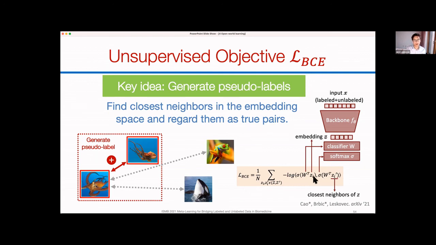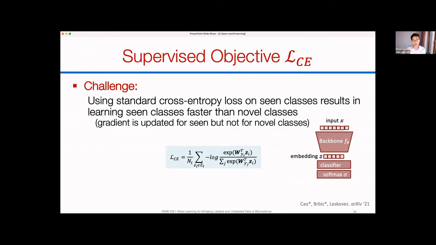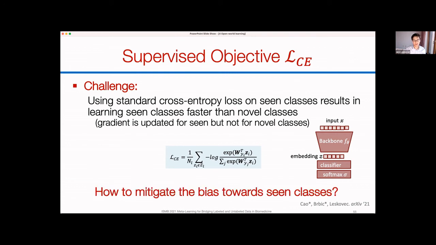Now, for the supervised objective, this loss CE, as we call it, using standard cross entropy loss on seen classes results in learning seen classes faster than novel classes, right? The labels for the seen classes are so strong, they have no noise, that the classifier learns super quickly, and there's nothing left for the unlabeled images, right? So we need to fix this. We need to make sure that both the labeled data and unlabeled data provide the same level of signal, even though the labeled data is so clean that it overpowers the unlabeled data.